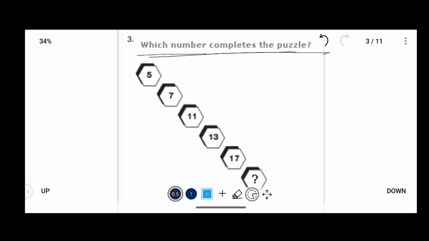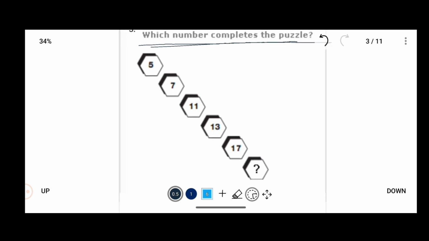Okay, which number completes the puzzle, that is what you have to identify. So you have to identify this value. So just pause the video and try to solve this by yourself first. Okay, so I hope that you would have got the solution, and now let's see what the answer will be. So here also, if you observe carefully, the solution is very easy. The logic is very easy.